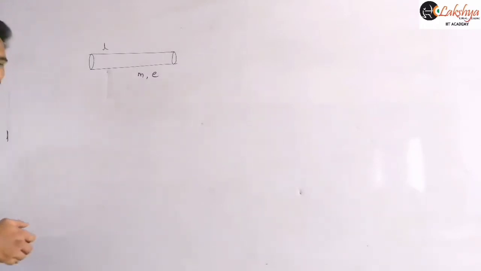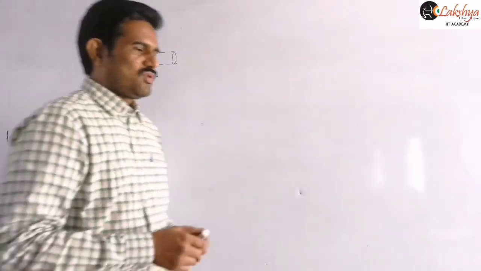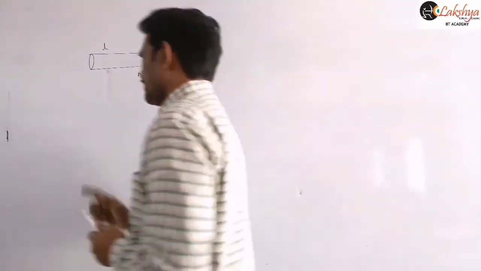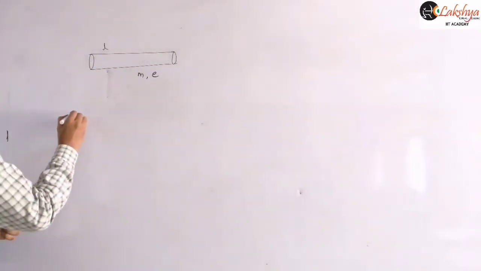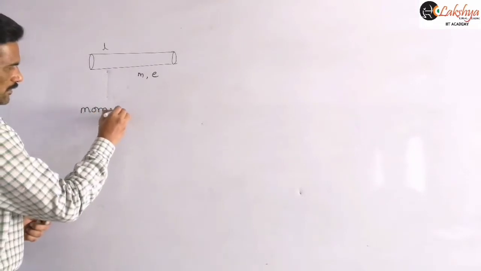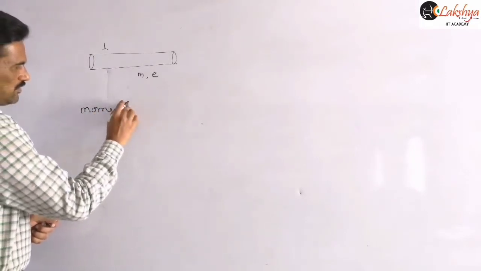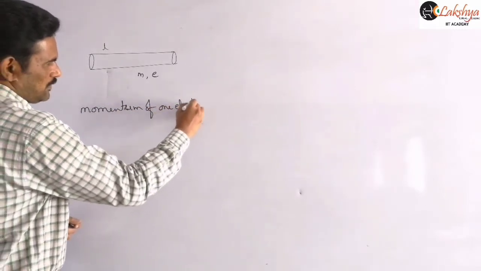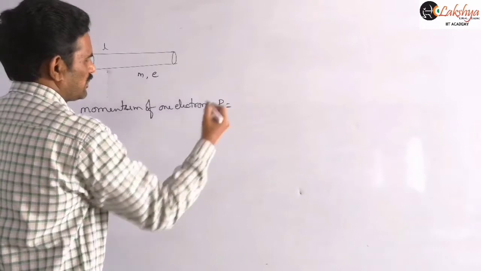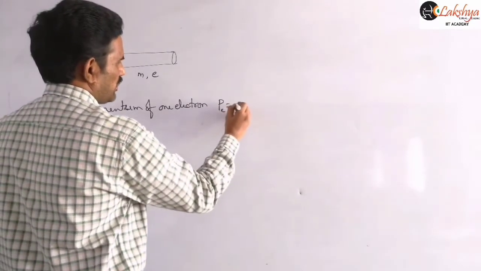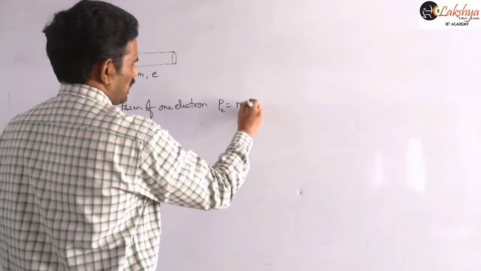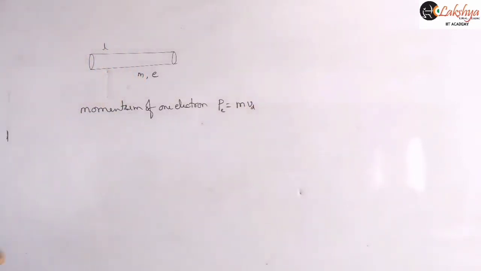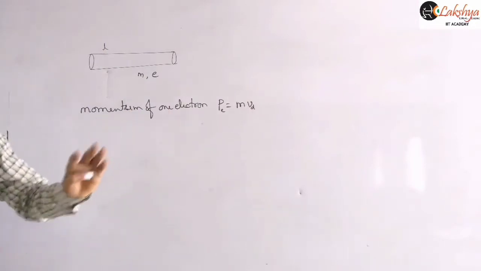Now here we need to calculate the momentum of all the electrons. So the momentum of one electron, for example: mass of electron times its velocity. Its velocity we generally consider as the drift velocity, so I am taking it as Vd, so m into Vd.